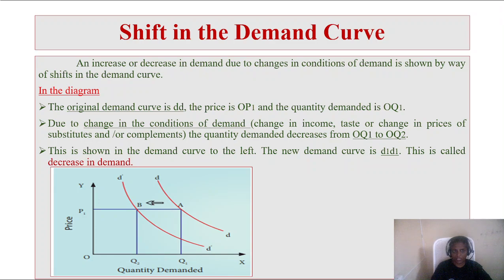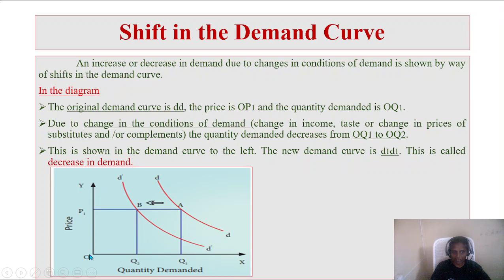But there are some situations when there is no change in the price level. What will happen to the demand curve? We are going to see that with the help of a diagram. In the diagram, on the x-axis we are taking the quantity demanded, and on the y-axis we are taking the price level of the commodity. The original demand curve will be D.